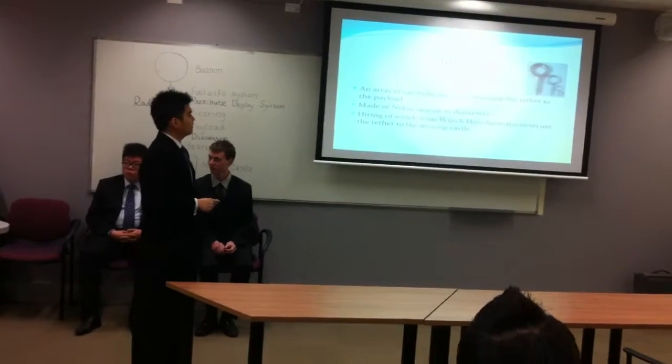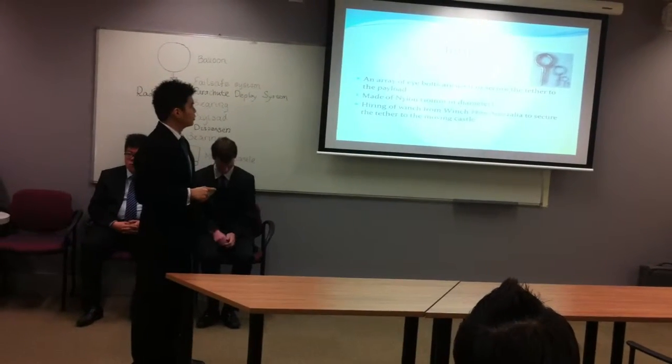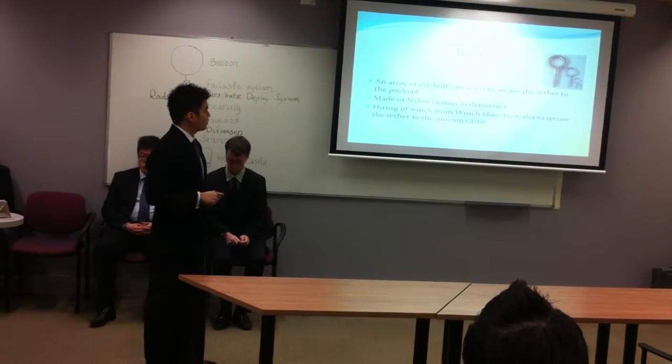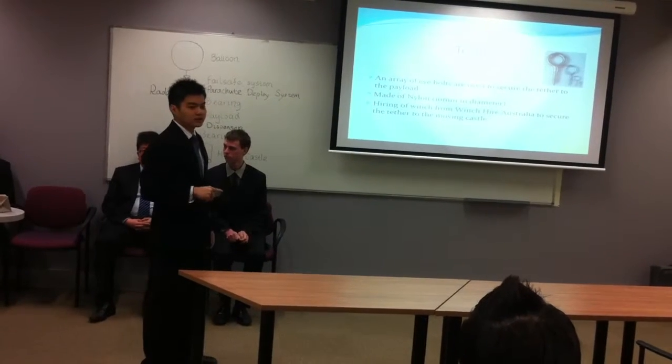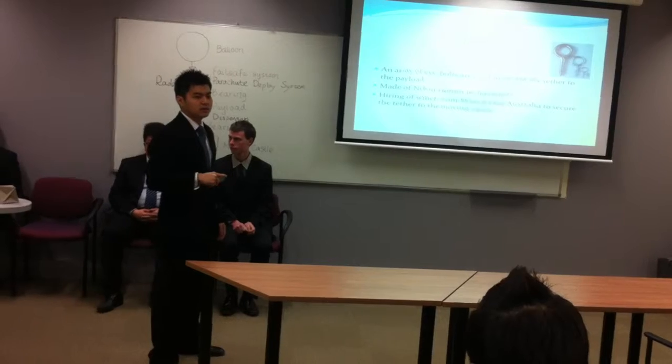Looking at the tether, we will be forming an array of eye bolts to secure the tether to the payload. We will be hiring a winch from Winch Hire Australia to secure this at the moving castle. The tether is made of nylon and is about 10 millimeters in diameter.